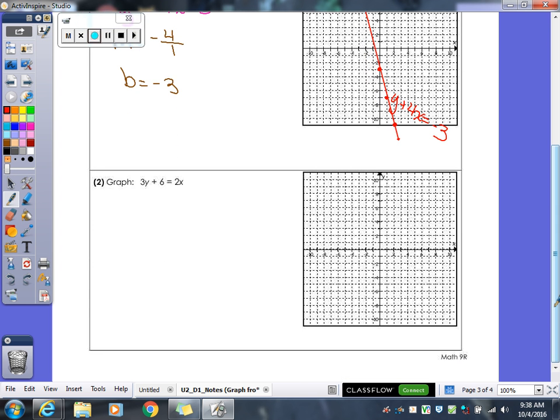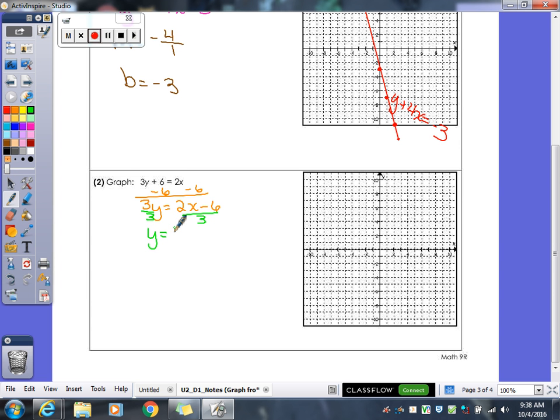All right, graph number 2. Let's try this one. So again, need to get y on its own. Not there yet. So what do I need to move first? The 6. So I get 3y equals 2x minus 6. And then we want to do what? Divide by 3.